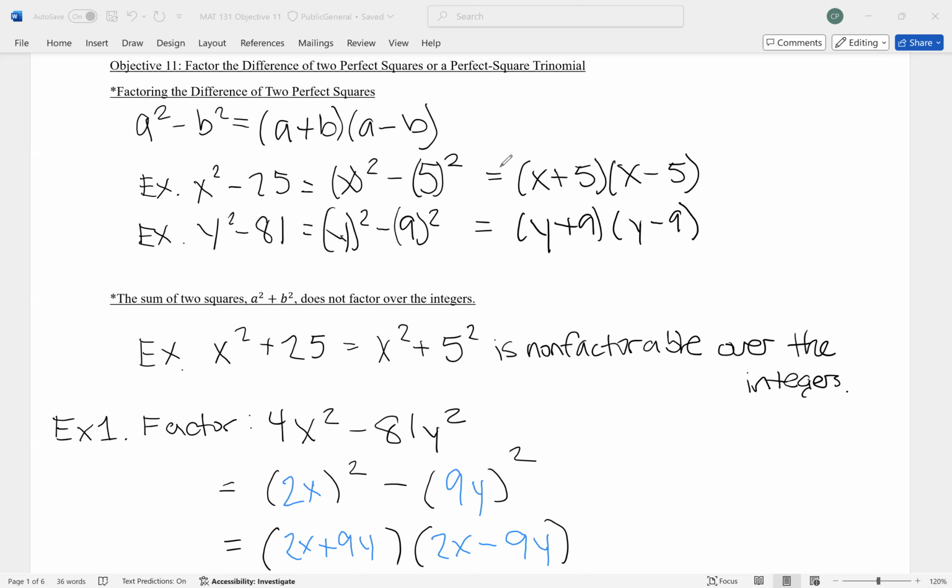Of course, if you are in doubt about if you did it correctly, you can most definitely multiply that through by doing the FOIL method and multiply it back through, and you should get what we started with, okay? So let's keep on going.